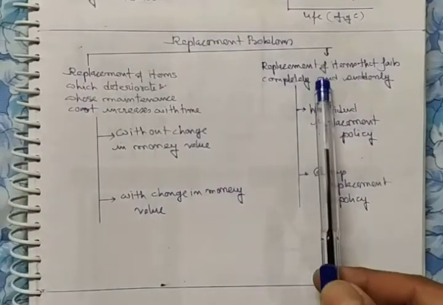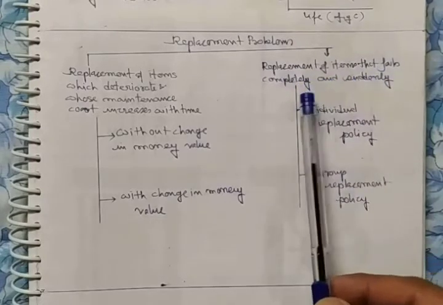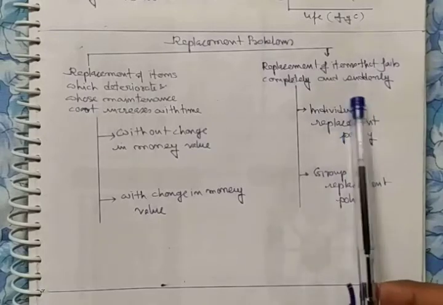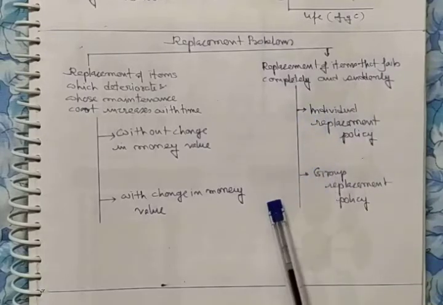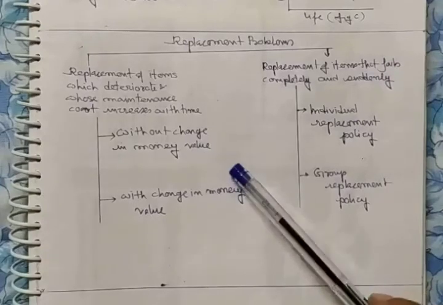So let's talk about this one, replacement of an item that fails completely and suddenly. That is again divided into two categories: individual replacement policy or group replacement policy. In the next video we will discuss problems based on these two.